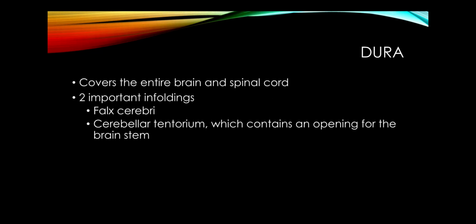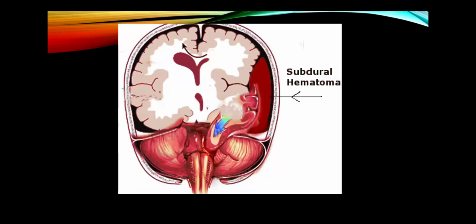Now, the dura covers the entire brain and spinal cord. And there are two important infoldings of the dura that I want you to know by name. One that divides the right and left hemisphere, that's called the falx cerebri, and then another called the cerebellar tentorium, which provides an opening for the brainstem, and there's an important clinical application of that that relates to uncal herniation. So let's say we have a patient here with a subdural hematoma.